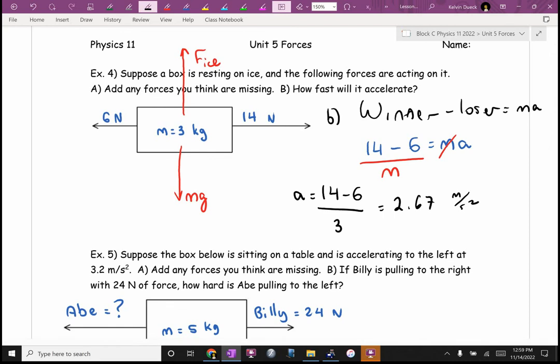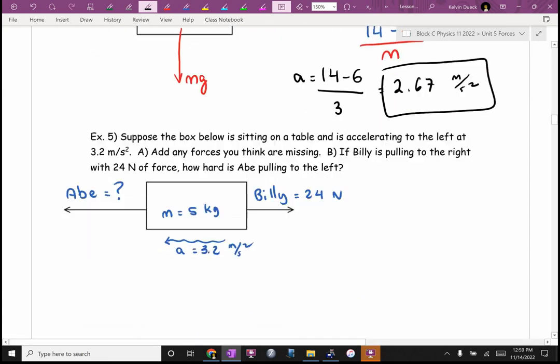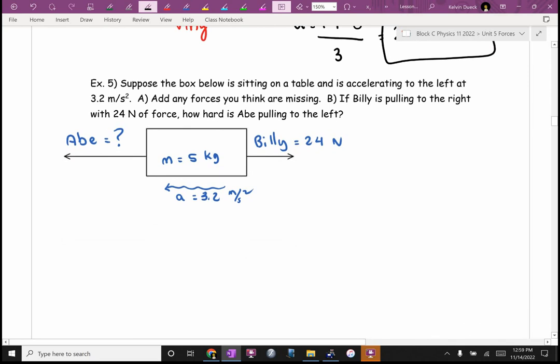By the way, in this question, I gave you both forces, and I said find A. I would also have no problem giving you one force, A, find the missing force, like example 5. Example 5 says, suppose the box below is sitting on a table and accelerating to the left at 3.2 meters per second squared. A says, add any forces you think are missing. Well, there's at least one missing.